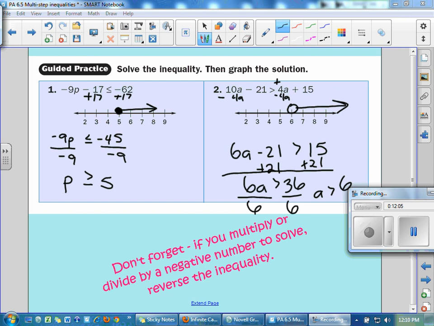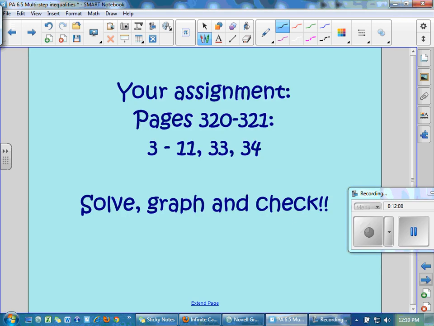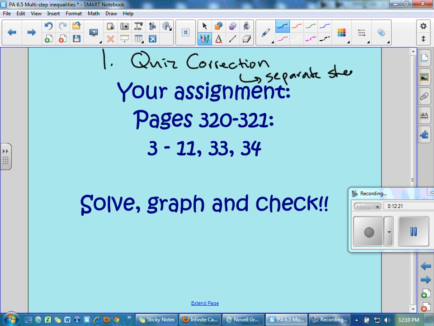Your homework today, 2 things. The first thing is quiz corrections, and these need to be done on a separate sheet of paper. And the other part of the assignment, part 2, is page 320 to 321, 3 through 11, 33, 34. Solve, graph, and check. All right?